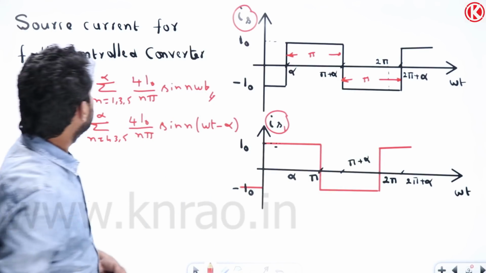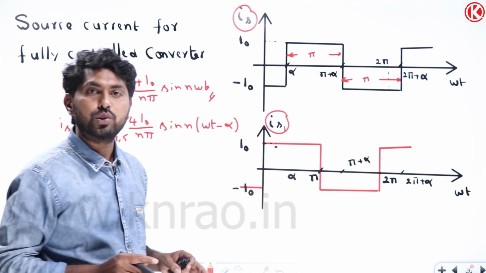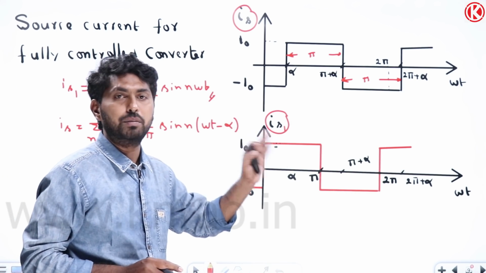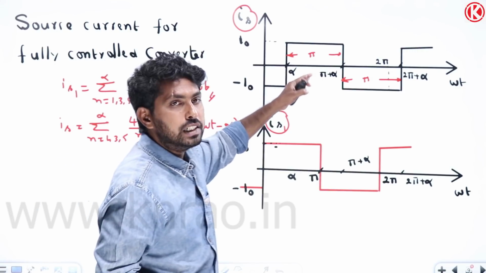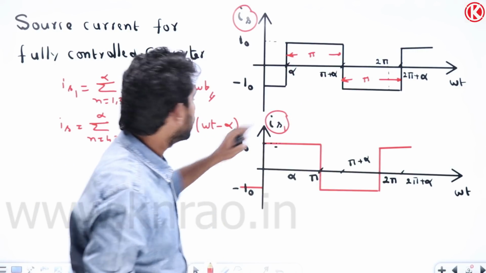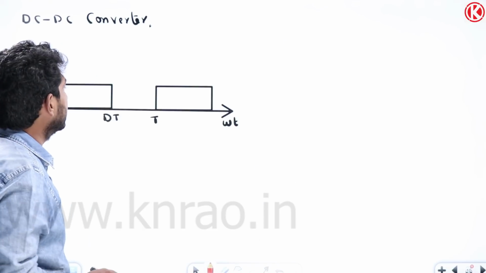So we have completed the source current for the fully controlled converter also. Forget about whether it is fully controlled or semi-converter, we have obtained the Fourier series expression for this waveform. So let me find the next expression.